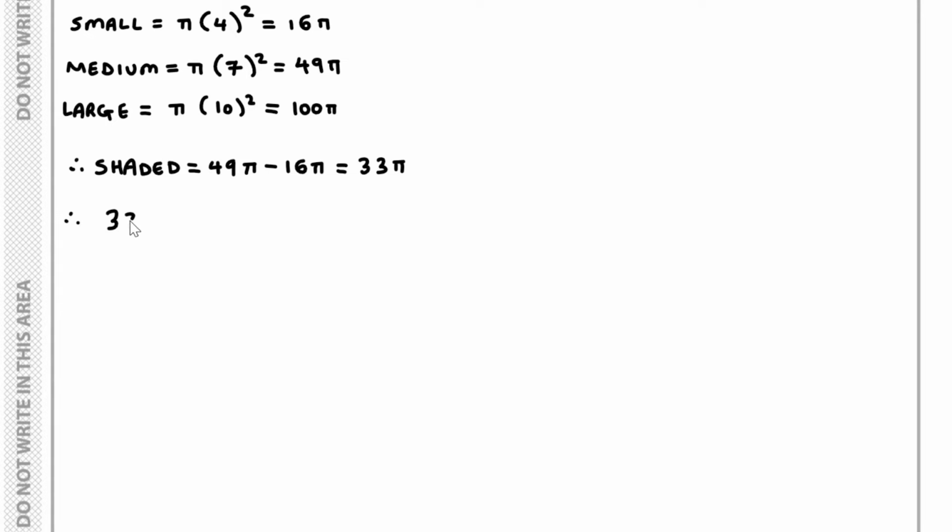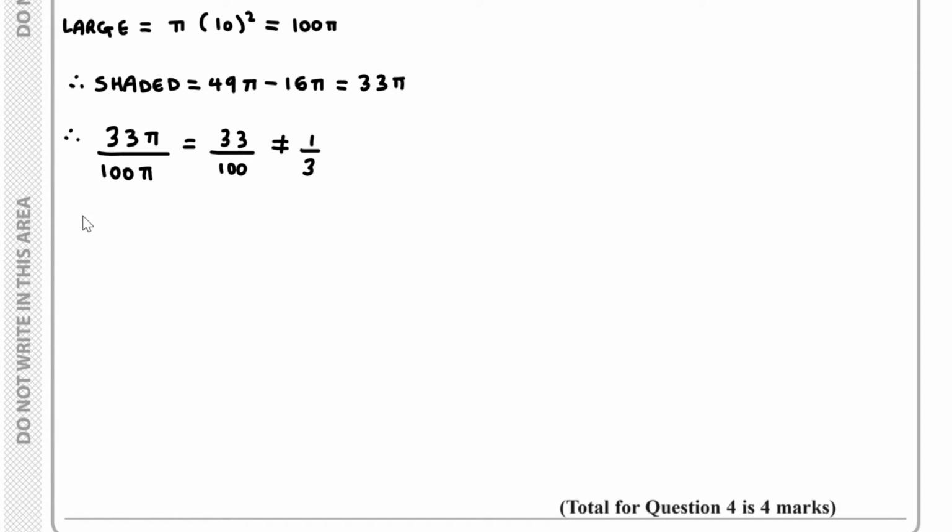well, we've got the 33 pi divided by 100 pi, and of course this equals 33 over 100, which does not equal 1/3, and therefore we can conclude that she is incorrect.